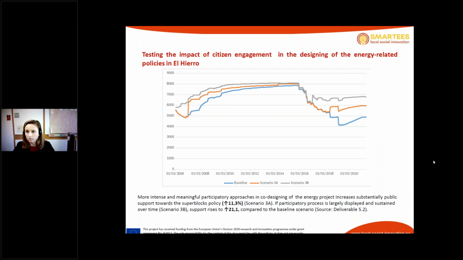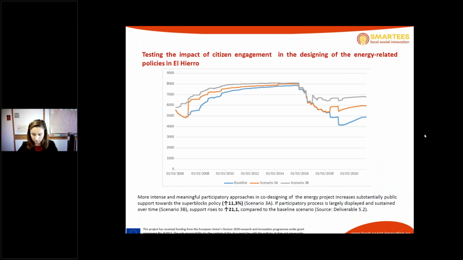We test to what extent the impact of citizen engagement in the designing of energy-related policies in superblocks, for example, or in El Hierro. I think there is a mistake, because the figure represents public support to superblocks, not El Hierro. I'm sorry for this mistake. But answering your question, thank you very much for the question. What we find out, not just in superblocks in Vitoria-Gasteiz, but also in El Hierro and in Barcelona, is that implementing more intense and meaningful participatory approaches in co-designing of energy projects increases substantially public support towards the superblocks policy, as the figure shows.